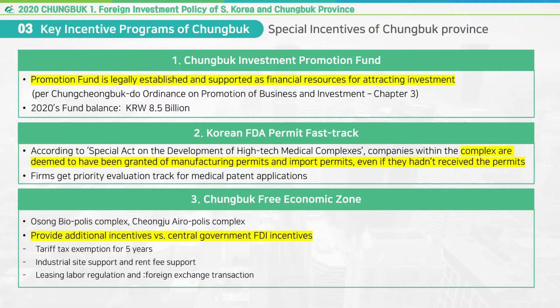The third is Chungbuk Free Economic Zone such as Osong Biopolis and Cheongju Aeropolis. For the firms in the designated zone, broader incentives are provided.